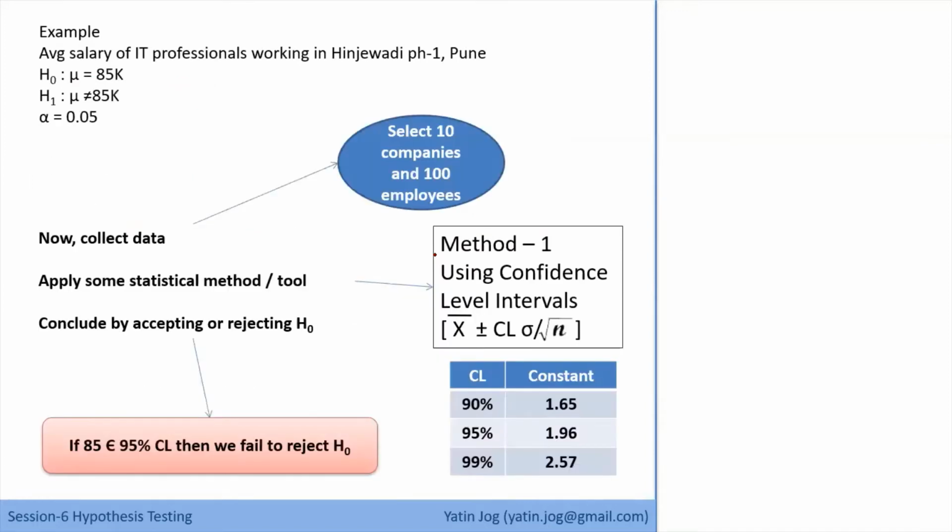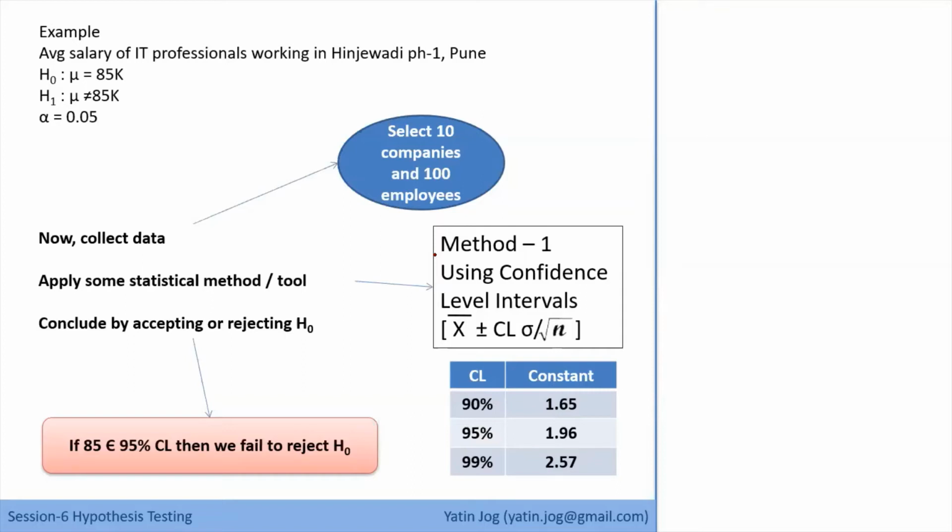Suppose I take the same example, average salary of IT professionals working in Hinjewadi Phase 1 Pune. My H0 becomes mu is equal to 85K, H1 becomes mu is not equal to 85K, and alpha is 0.05 because I'm trying to test at 95% confidence level. Now collect data. Suppose I'm selecting 10 companies because I have to go for a sample, and then 100 employees, maybe 10 employees from each company as a representative. So I have 100 data points. With those 100 data points, I'll apply some statistical methods.